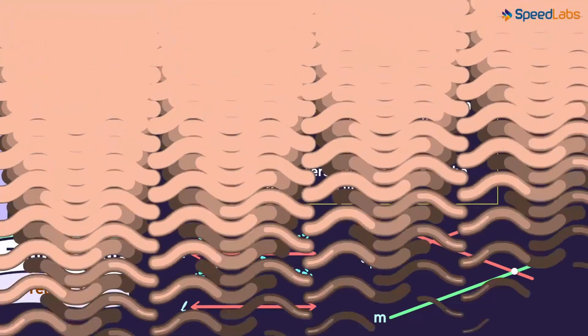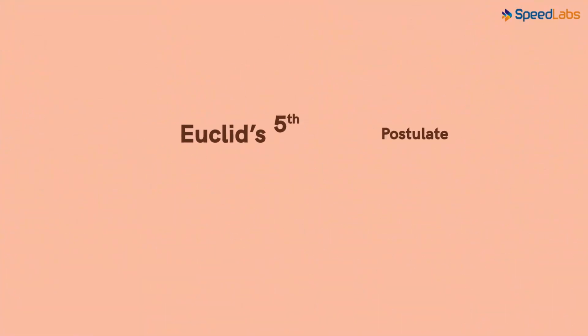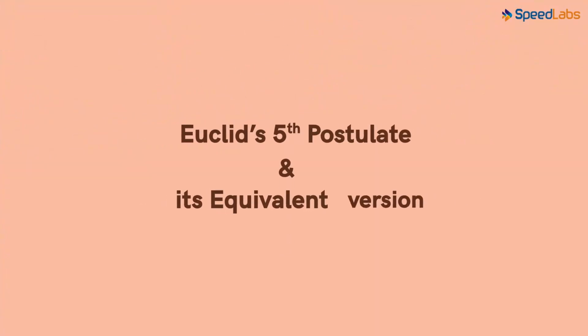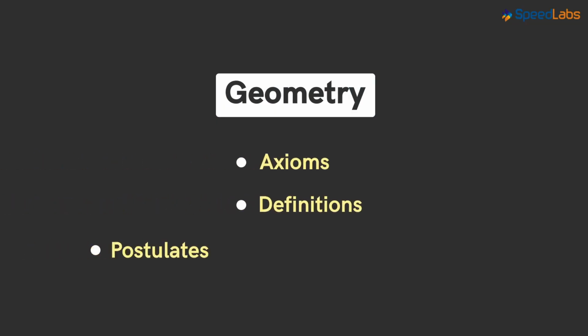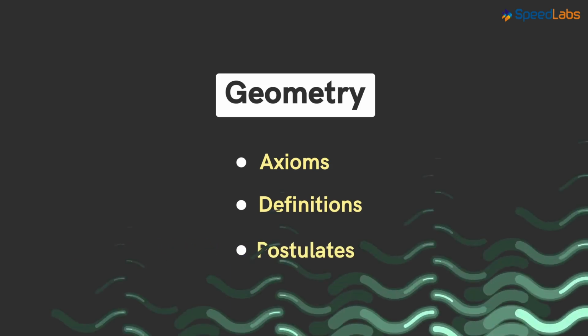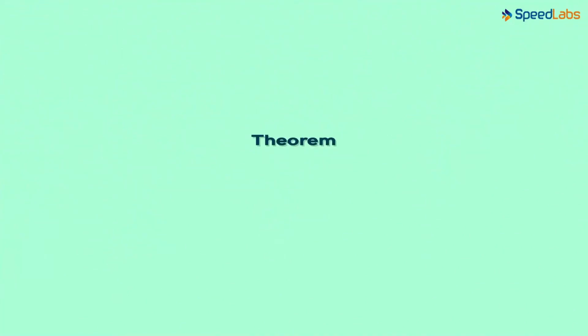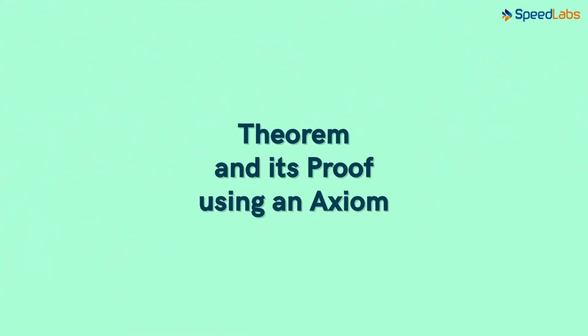So in this lesson, we studied Euclid's 5th postulate and its alternate version. With this lesson, we established that we know what axioms, definitions, and postulates are with respect to geometry. In the next lesson, we will take a look at a theorem and try to prove it using an axiom.